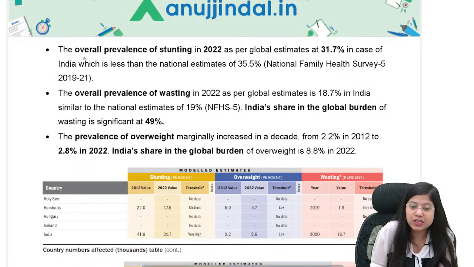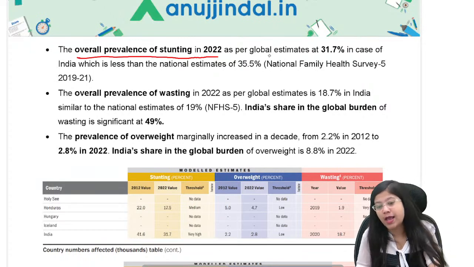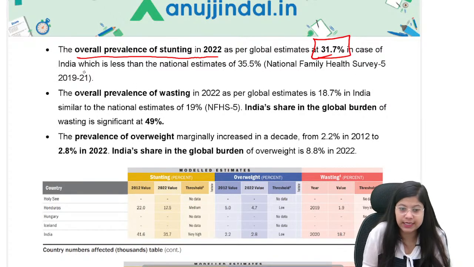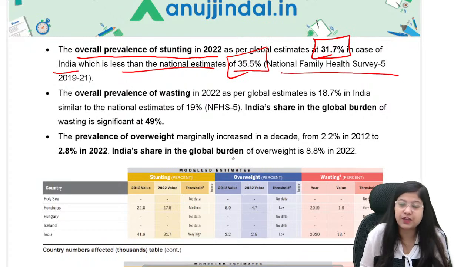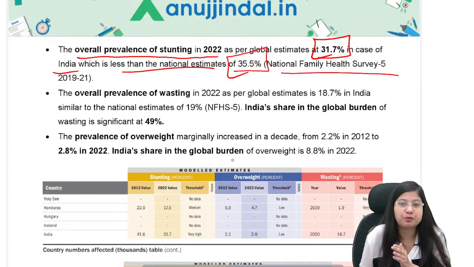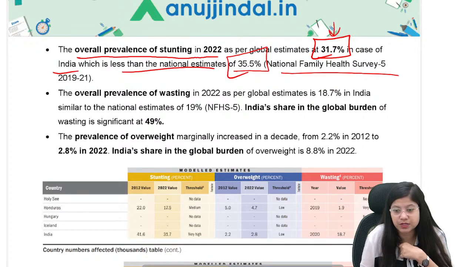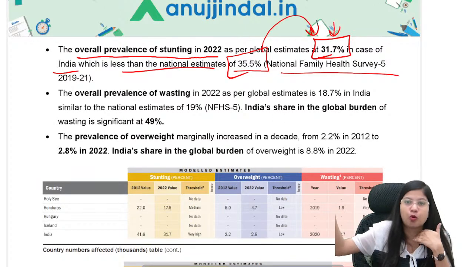Okay, so as per the report, the overall prevalence of stunting in 2022 was 31.7% in the case of India, which is less than the national estimates of 35.5%. So NFHS 5 predicted that 35.5% of children are stunted, but as per this report, 31.7% of children are stunted. So obviously the figure is lower. Basically, we have performed better in the global report.